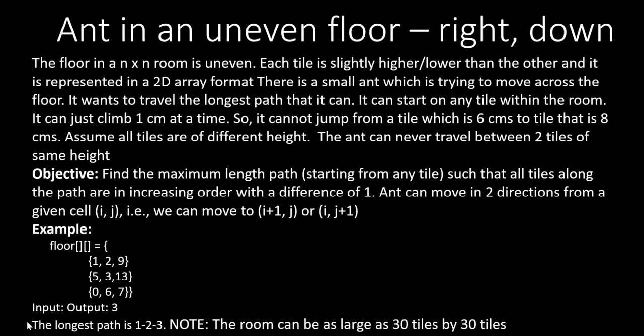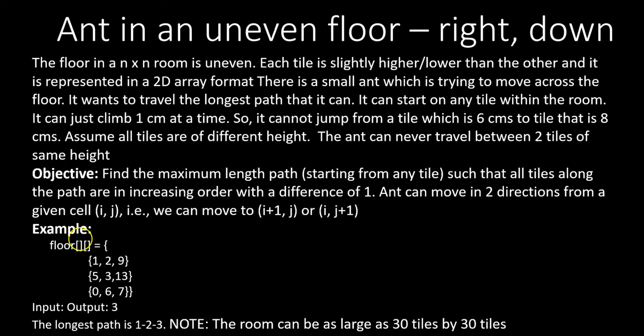So the input is a floor that is given. For example, 1, 2, 9, 5, 3, 13, 0, 6, 7. In that, if you look at it, 1, 2, 3 is the longest path that is there. So the output is 3. Here, once it reaches 3, from 3 it cannot move to 13, it cannot move to 6, it cannot move to 5. So it cannot move to 2 even though there is only one difference, because the ant has to always climb up, it cannot climb down. So that's why the answer is 3. The room size can be as large as 30 by 30 tiles.